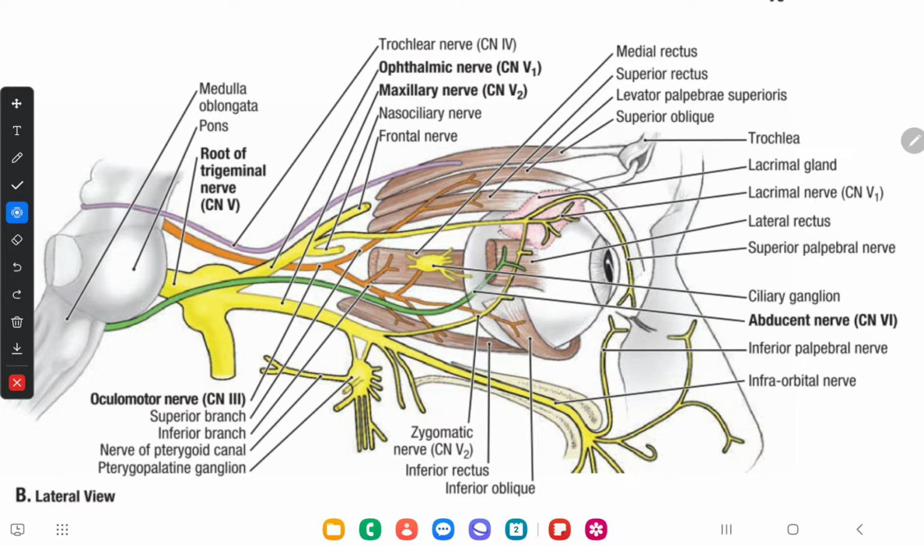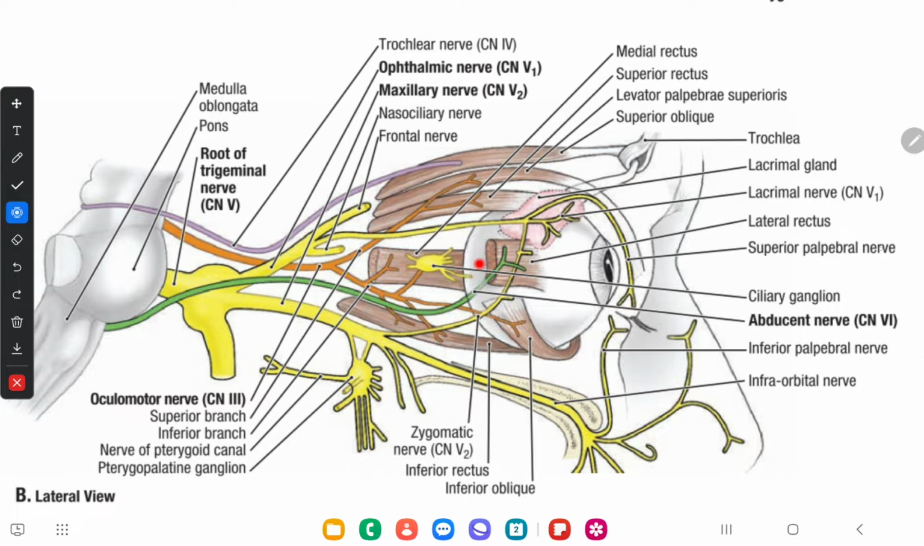Here you can see the orange one is the oculomotor nerve pathway, and this is the ciliary ganglion. These are the postganglionic parasympathetic fibers called the short ciliary nerves. Those short ciliary nerves pierce the sclera to enter the eyeball and supply the sphincter pupillae and ciliary muscles. So that's all about the oculomotor nerve pathway.